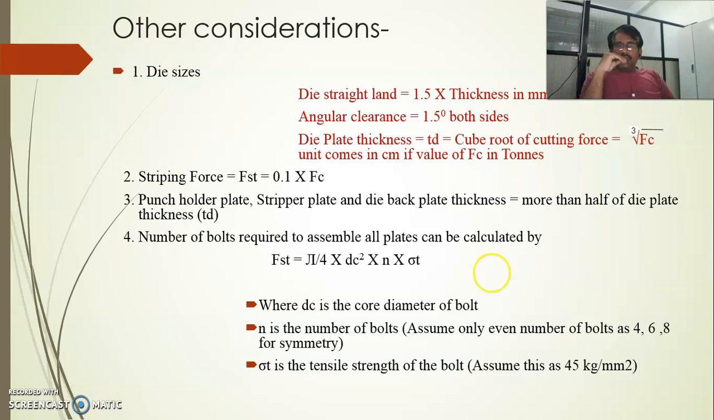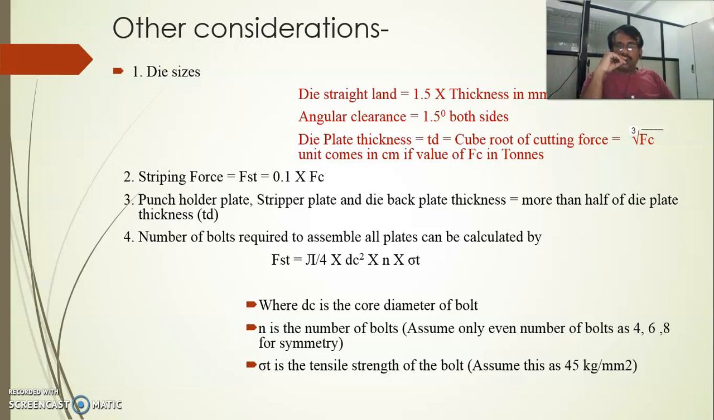In this case, we have to go for step number 1 in the other considerations as calculation of the die sizes, in which these 3 steps are very important. The first one is the die straight line. So this die straight line is calculated with the formula: die straight line is equal to 1.5 into thickness in millimeters, so thickness of the strip. Angular clearance we have to provide after the die straight line, which is equal to 1.5 degree at both sides.